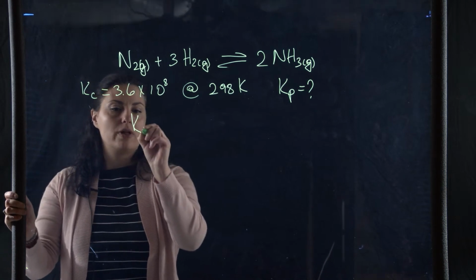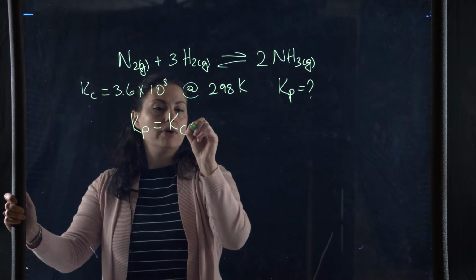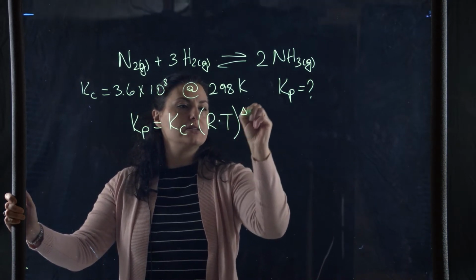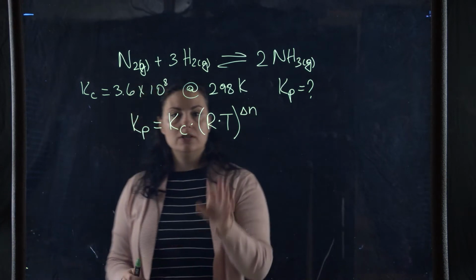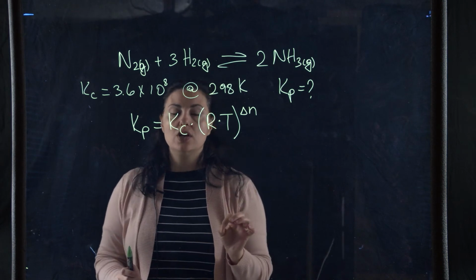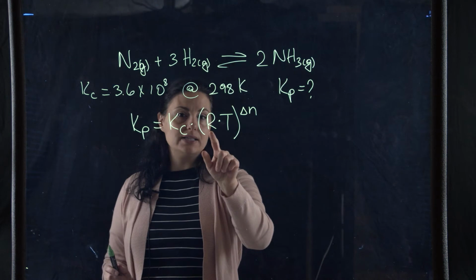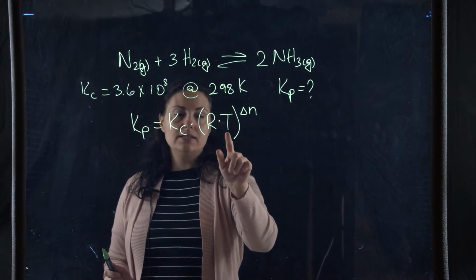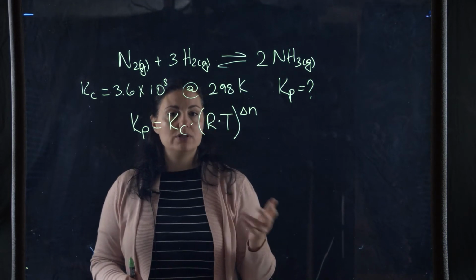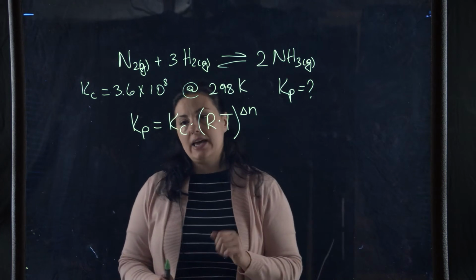Here's the formula for Kp. Kp is equal to Kc multiplied by RT raised to the delta N. And we talked about what each of these terms mean. Delta N is the change in the number of moles from products minus reactants. R is the ideal gas constant, and T is the temperature in Kelvin. I have that number. I know what R is, 0.08206. I need to figure out delta N first.